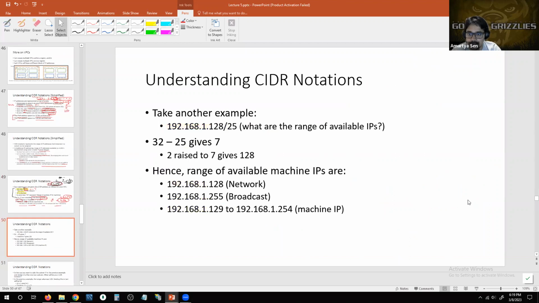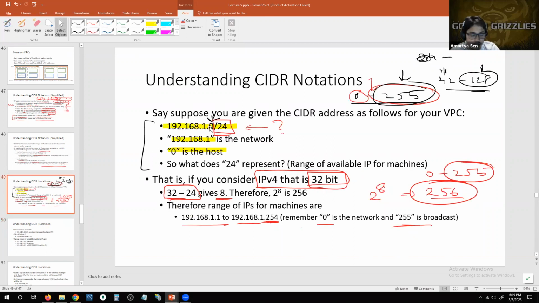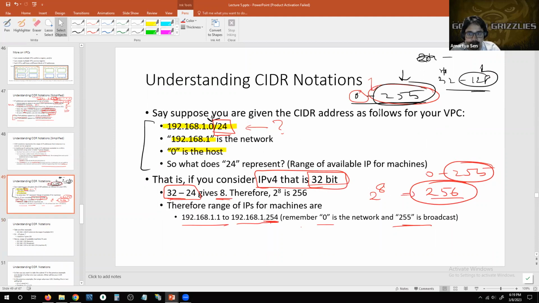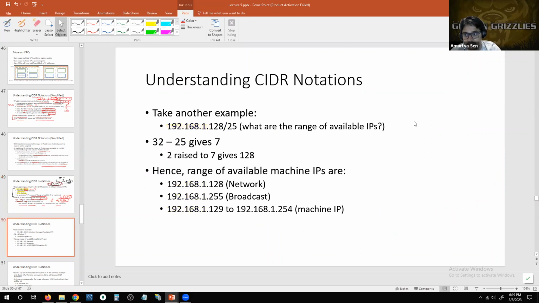So let's take another example. Instead of starting with the starting value from 0, let's say we have a starting value which is a little bit different. We are talking about the fact that it might not be 0 or it might not be 255 at the end of the day. So let's say we have a starting value that is 128, and then we have a /25.